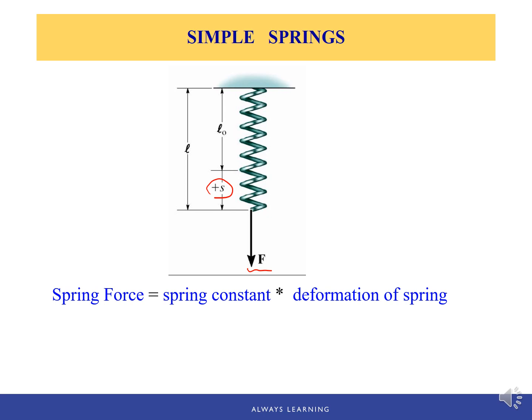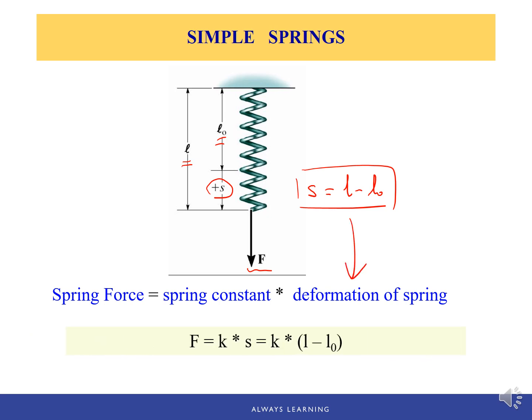The elongation, or the change in the length of the spring, equals the final length, the length after a force is exerted to pull on the spring, L, subtract the initial length. The initial length is when there's no force applied on the spring. That is the deformation of the spring. So the force exerted by the spring equals K, the spring constant, times the deformation, L minus L naught.